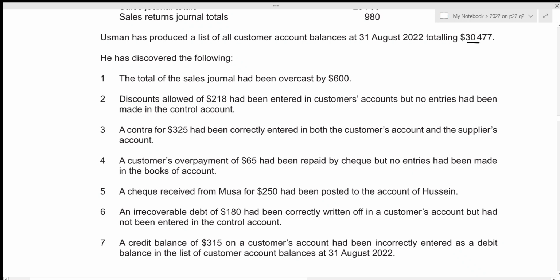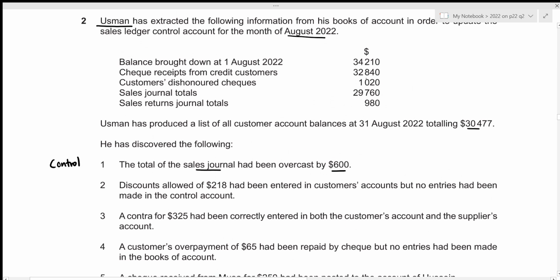The very first one is the total of the sales journal had been overcast by 600. So this is affecting the sales journal, and sales journal only affects our control account balances, right? So this is for the control account, right? And it had been overcast by 600. If the sales have been overstated, then we need to reduce this amount, right? So let's subtract 600 from our sales journals totals. We have the total of 29,760. Let's subtract 600. Then we'll get the correct total of 29,160.